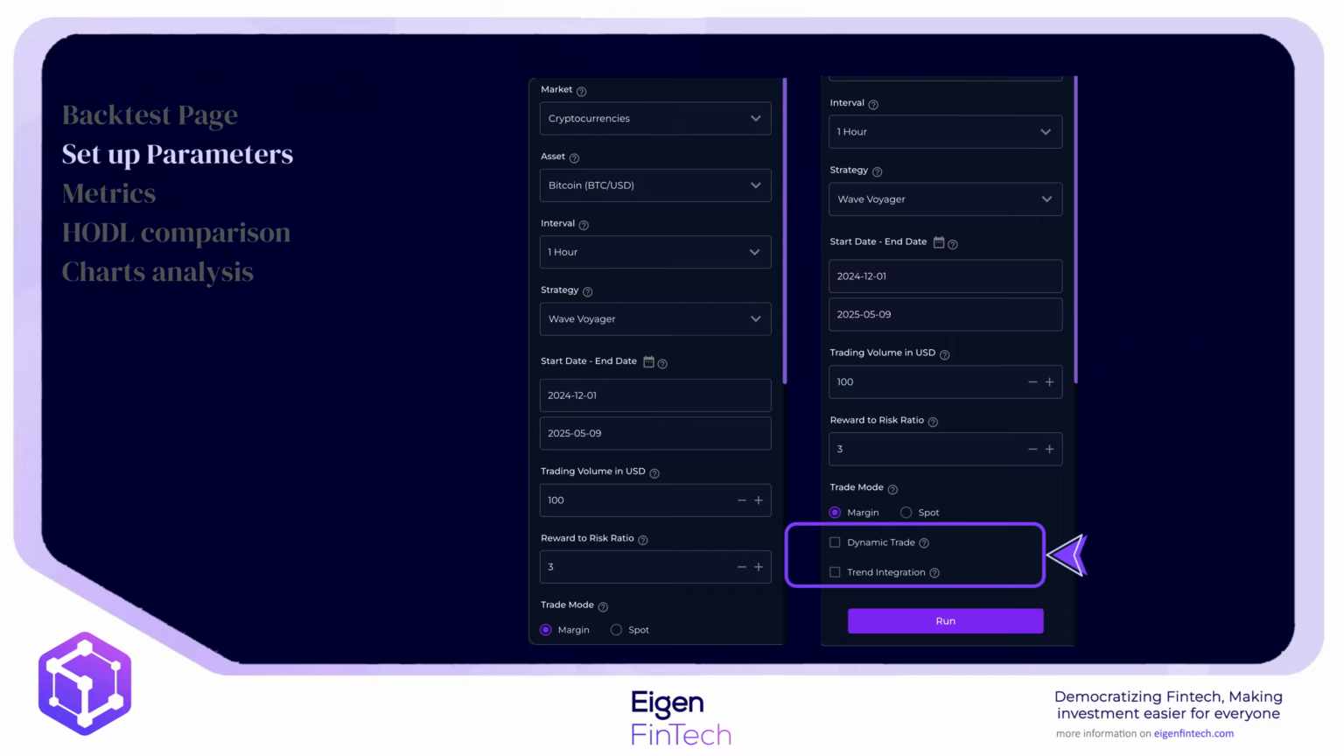Notice what we didn't select? No dynamic position sizing. Trades stay at consistent $100 amounts.